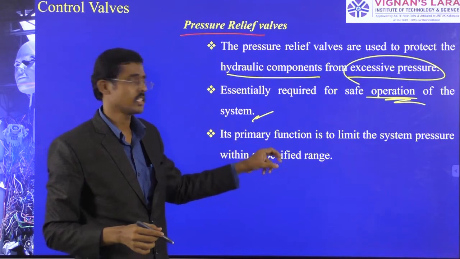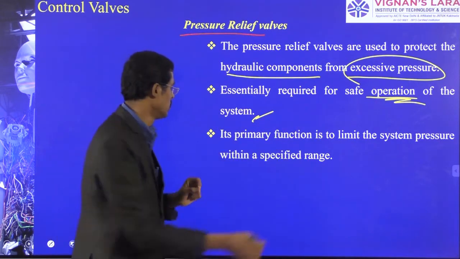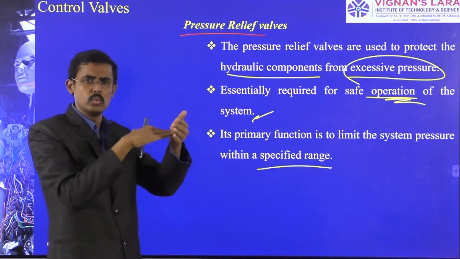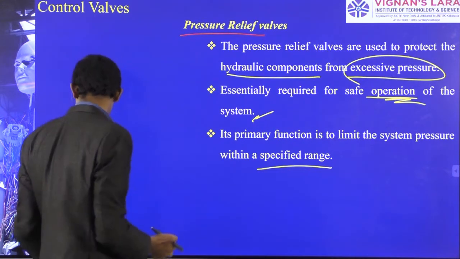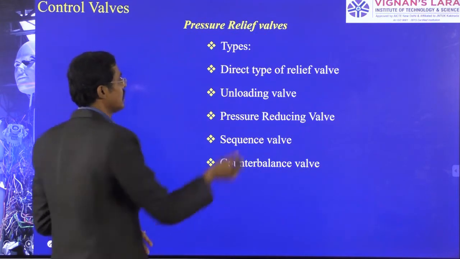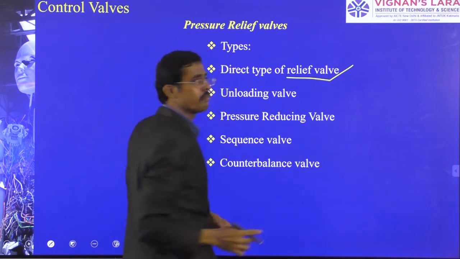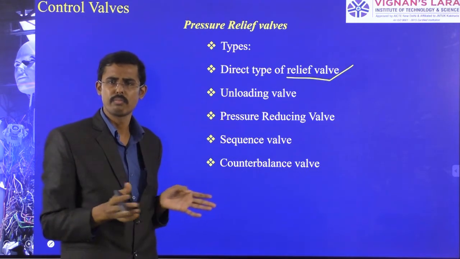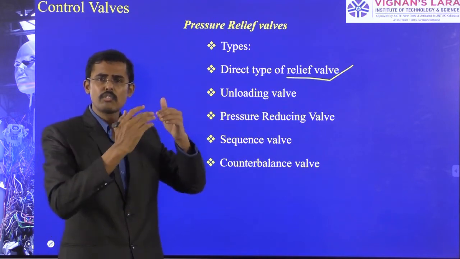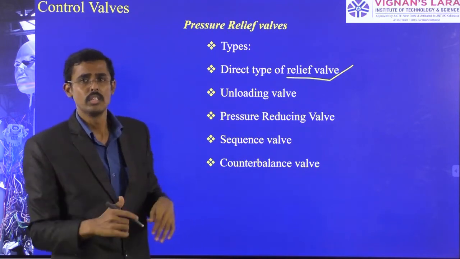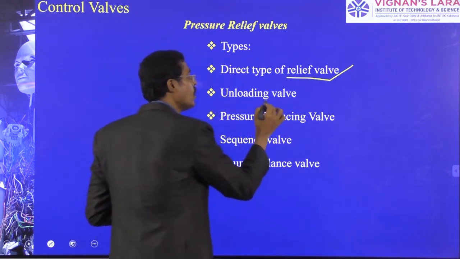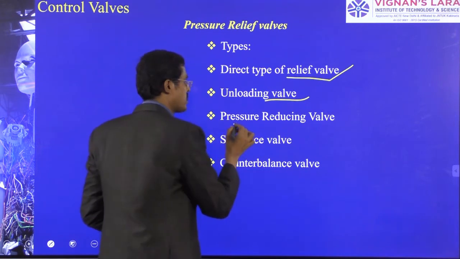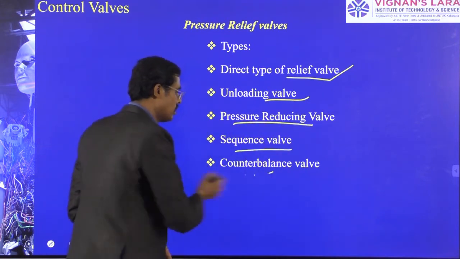Its prime function is to limit the system pressure to a specific range. So how much pressure it can go through, beyond that we have to block it. So the types: direct type relief valve, when the pressure is reached, it will release all the fluid, or all the pneumatic air. It will not stop, it will make it zero, it will not control. It is an unloading valve, a little bit it unloads and again comes back to pressure maintenance. Pressure reducing valve, sequence valve, counterbalance valve.